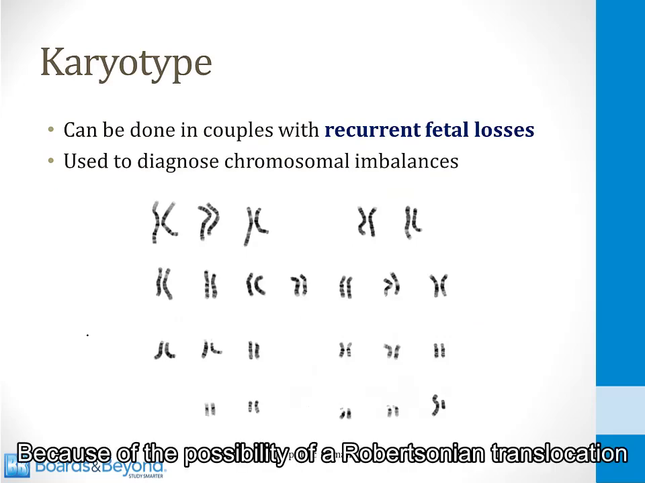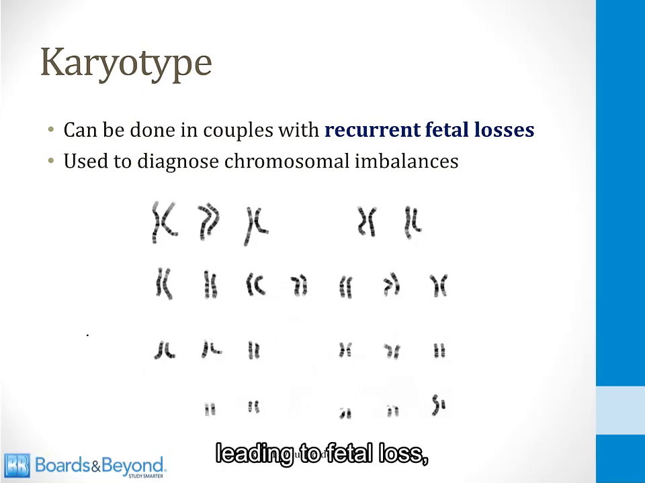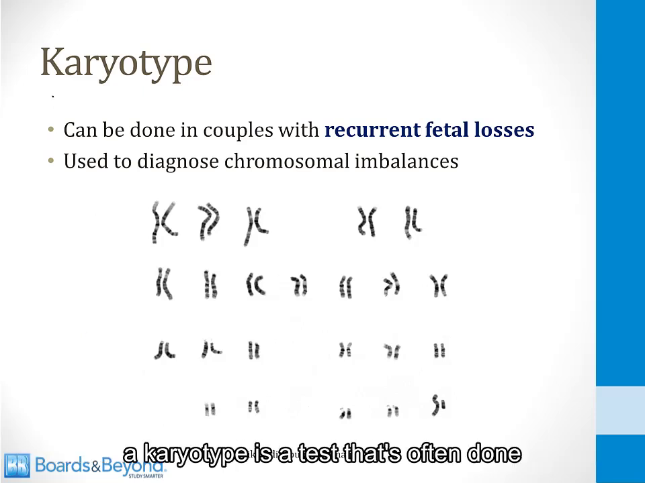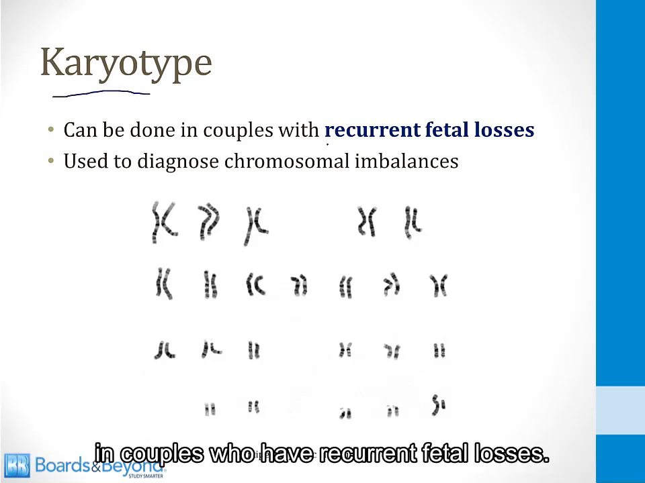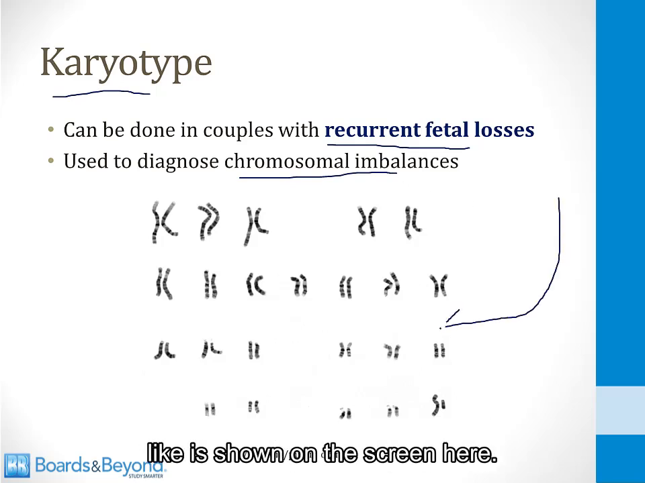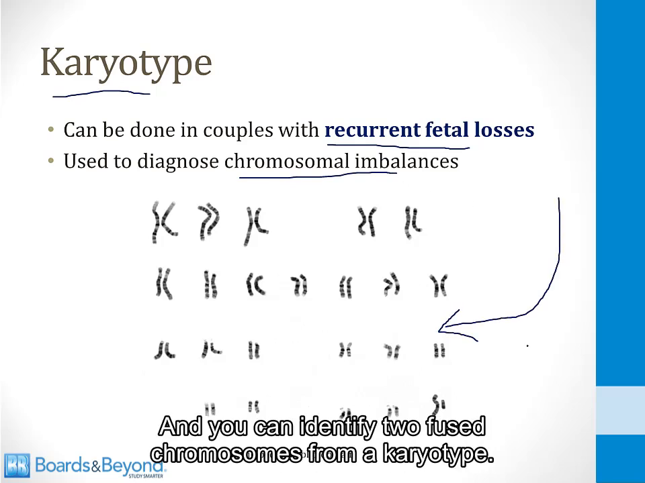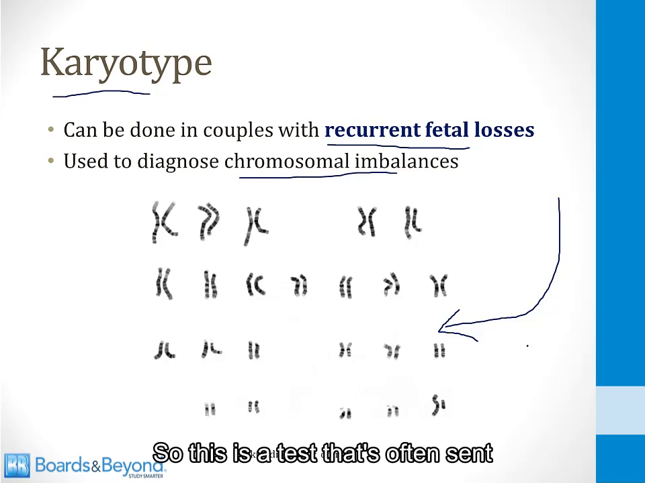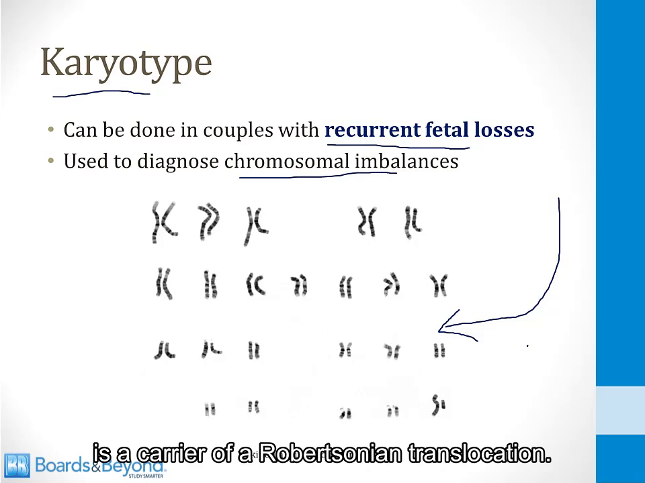Because of the possibility of a Robertsonian translocation leading to fetal loss, a karyotype is a test that's often done in couples who have recurrent fetal losses. A karyotype is used to diagnose chromosomal imbalances. A karyotype creates a karyogram like is shown on the screen here, and you can identify two fused chromosomes from a karyotype. So this is a test that's often sent in the workup of infertility to see if one of the parents is a carrier of a Robertsonian translocation.